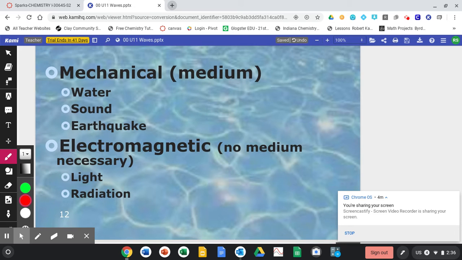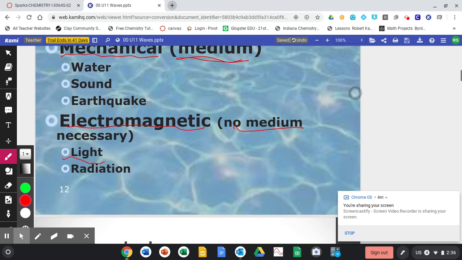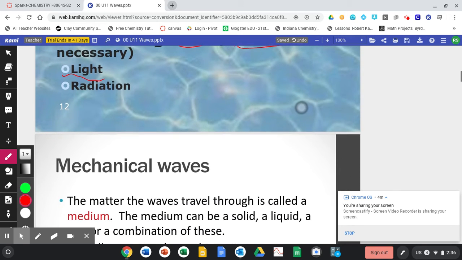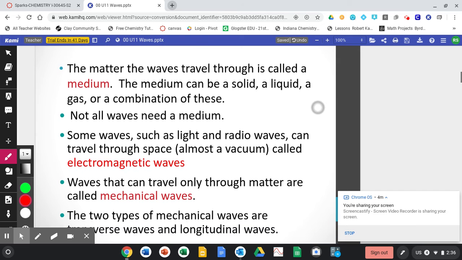Again, mechanical waves include water waves, sound waves, earthquake waves, and they have a medium. So this is the major difference. Mechanical waves go through a medium. Electromagnetic waves, there's no medium. They're going through empty space. Light, like sunlight, is an electromagnetic wave. Radiation, the UV rays that we get, are examples of electromagnetic radiation.